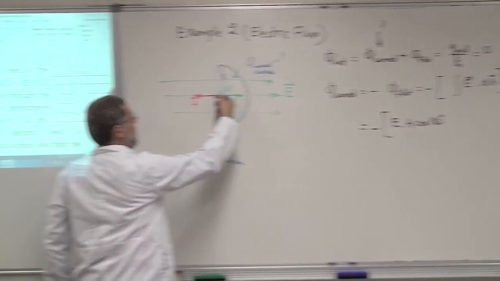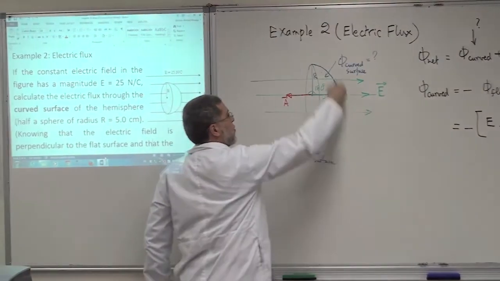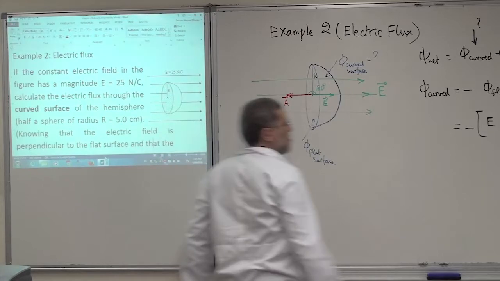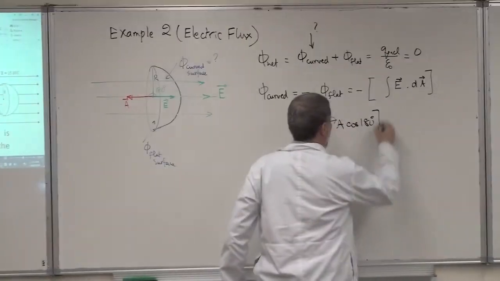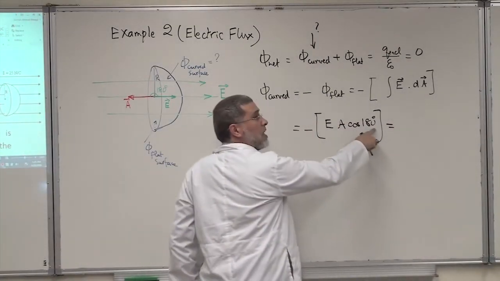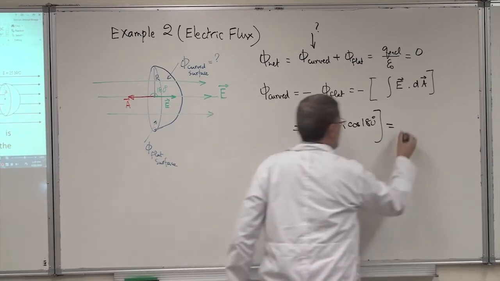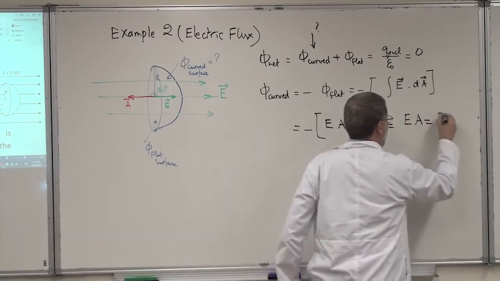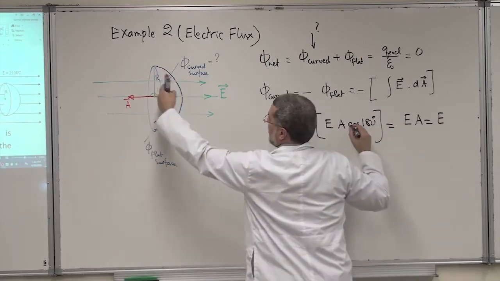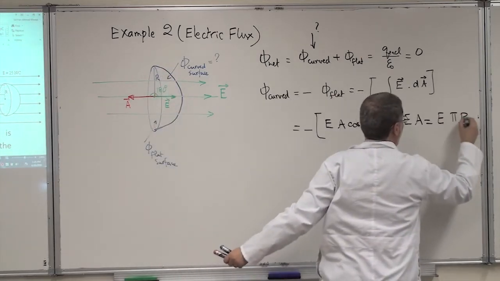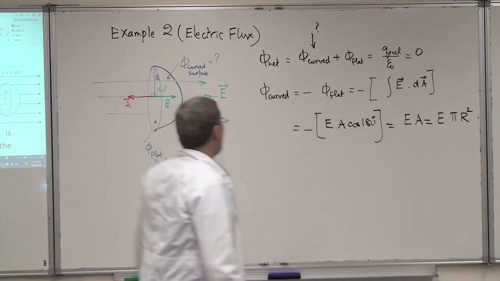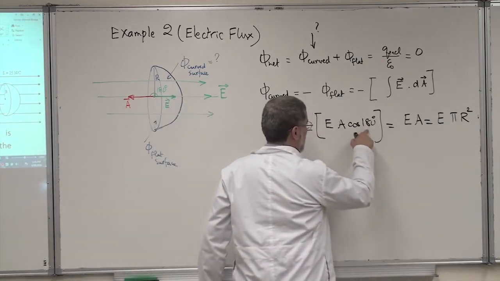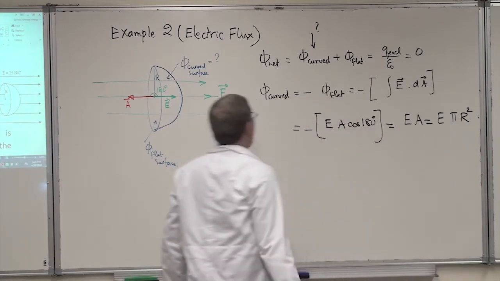Actually, this is A cosine 180 degrees, which is the angle between A and E. Why do we take the vector A? Because this is the closed surface, the vector A is always toward the outside, okay? So we have 180 degrees, and cosine 180 gives me minus 1, which with the other minus 1 will give me plus. So it will be EA, and the area of this flat surface, it is circular, is pi r squared. Now you have to put the numbers. Don't forget there's a minus sign here, cancelling the minus sign here.